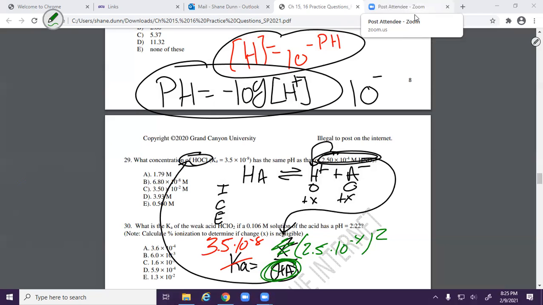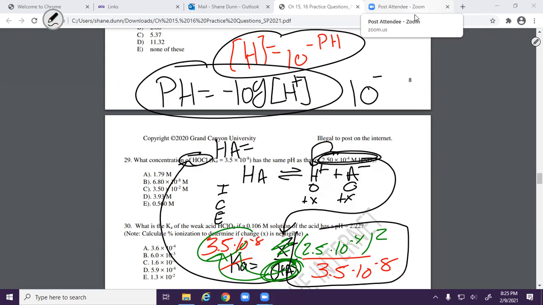How would you solve for that guy? Yep, so you would multiply this side by that side, then divide. So it's going to be this. So how much HA do I theoretically have after plugging this in? Okay, which one's that? Yeah, I got quiet.